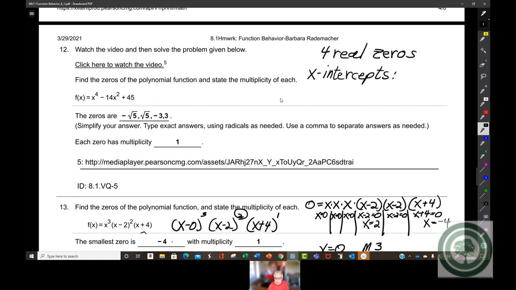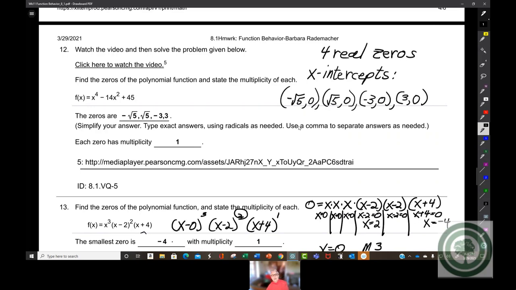Take each zero. It's going to be negative the square root of 5, comma 0. Positive the square root of 5, comma 0, negative 3, comma 0, and 3, comma 0. So if there are four real zeros, there are going to be four x-intercepts. Those x-intercepts are not always pretty.